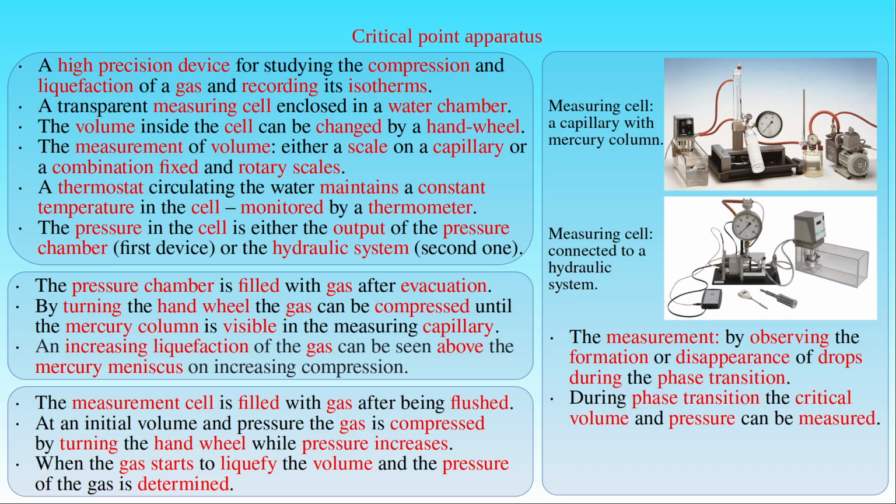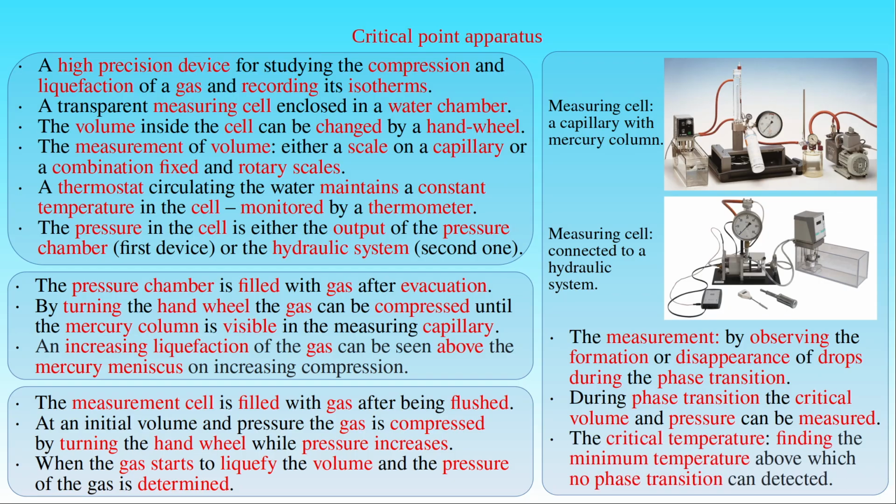The critical temperature can also be determined by controlling the thermostat to find the minimum temperature above which no phase transition is detected for arbitrary compression of the gas. In such a way, the state variables of a given amount of gas, that is its critical temperature, pressure and volume, can be measured by the apparatus when the phase transition of gas is observed in its critical point.